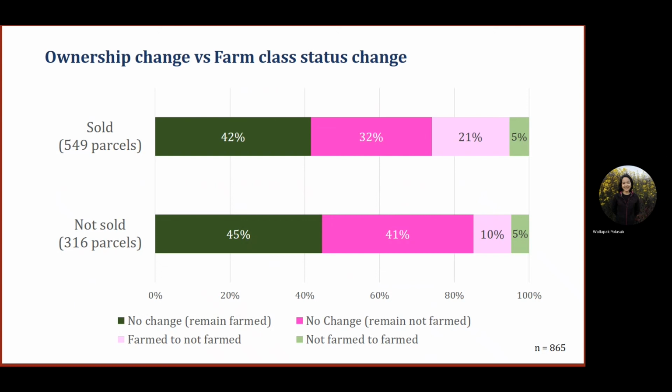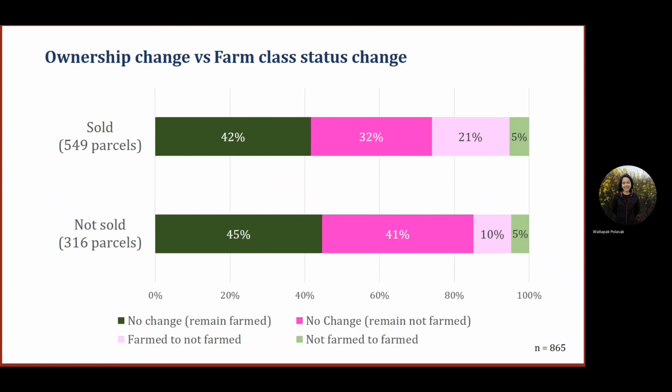Remember, we talked about 4 different types of change: no change but has always been farmed, no change and has not been farmed, changing from farm to not farm, and changing from not farm to farm. Again, we wanted to emphasize the light pink one because that represents a little bit of a concern for us, because those parcels had a farm class status change from previously farmed before the application went in, and now is not used for farming.